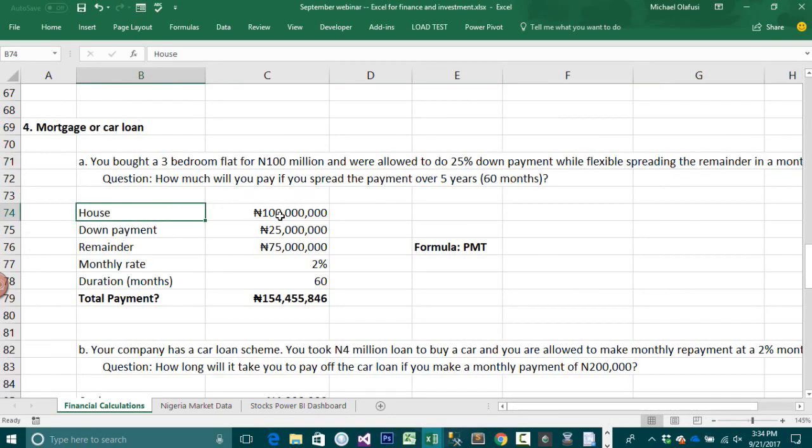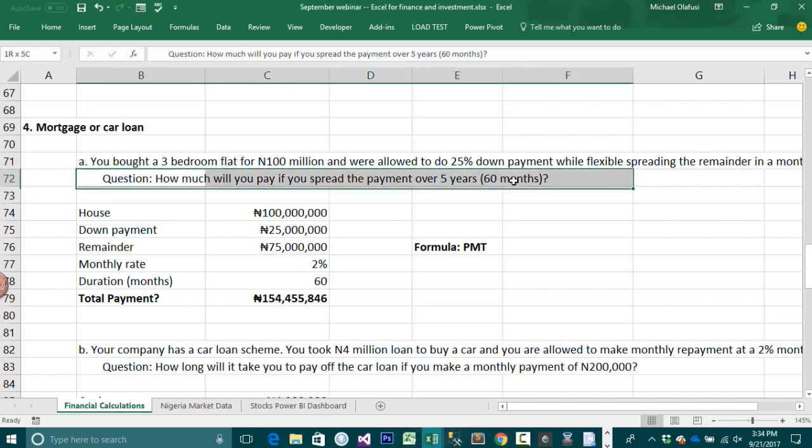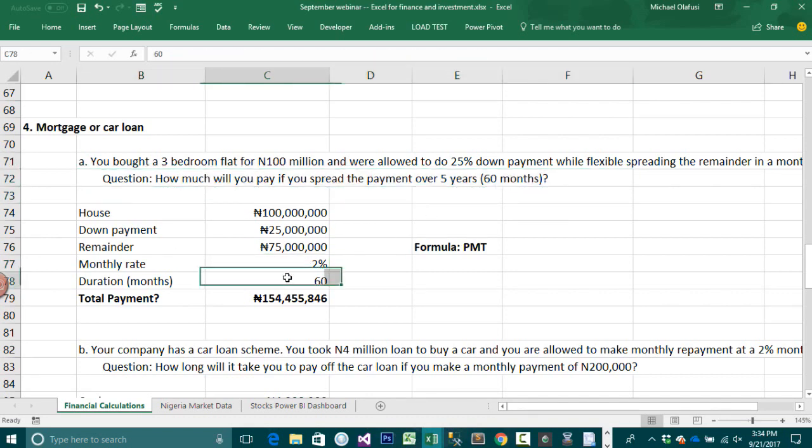So this is the value of the house. You bought a 100 million naira house. You have to make a down payment of 25 million naira. This is the remainder amount. So this remainder of 75 million, they say they're going to let you repay flexibly at a 2% monthly rate. Let's say you want to spread the payment over 5 years, which is 60 months. How much will you need to be paying back monthly?